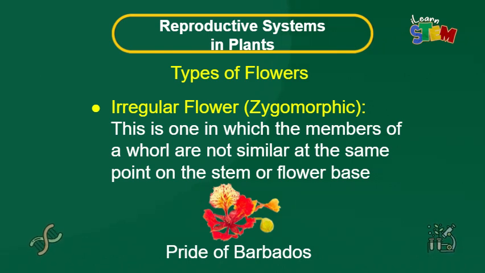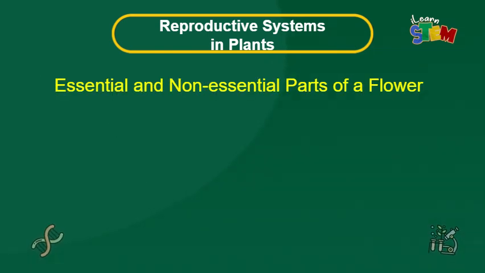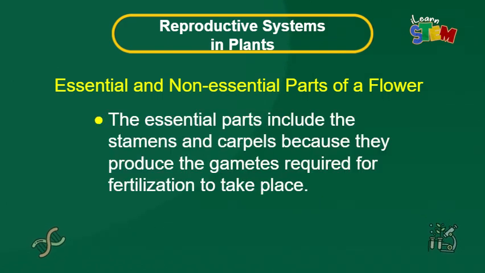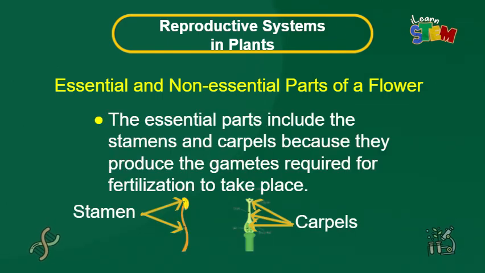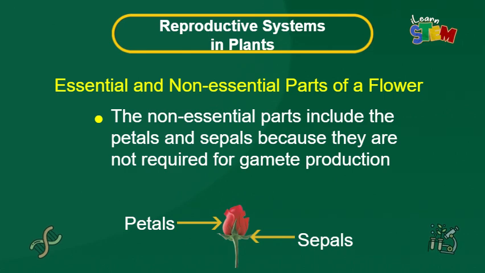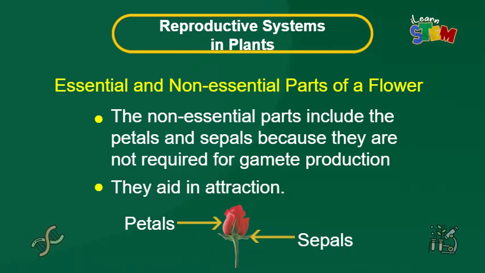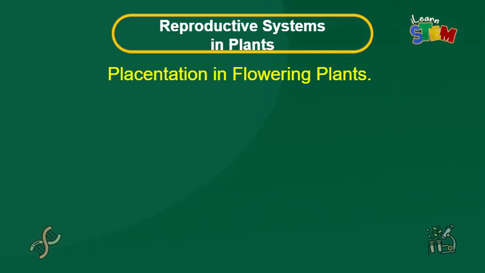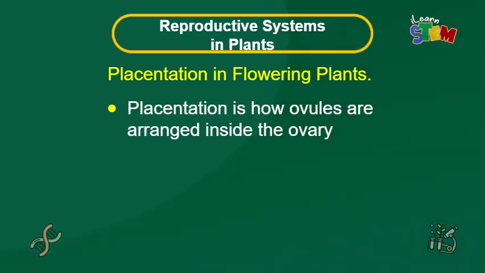Now, we will see the essential and non-essential parts of a flower. The essential parts include the stamens and carpels because they produce the gametes required for fertilization to take place. The non-essential parts include the petals and sepals because they are not required for gamete production. They aid in attraction. Having discussed several types of flowers, now we will look at the placentation in flowering plants. Placentation is how ovules are arranged inside the ovary.